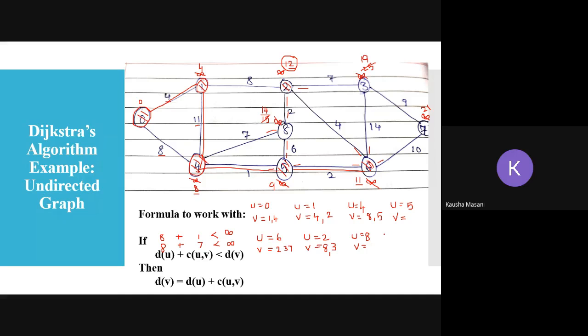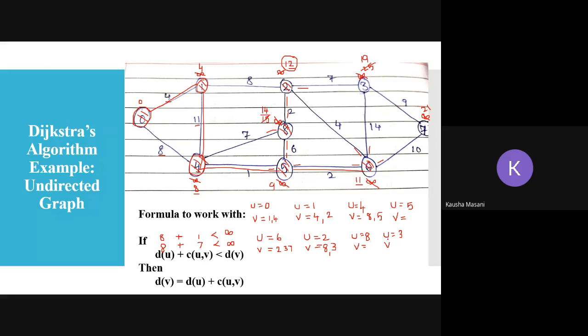Now next, your U value. So 8 is explored. Now next, your U value will be the shortest distance out of the unexplored vertices, that is 3 and 7. Obviously it is 3. So next your U value is what? 3.